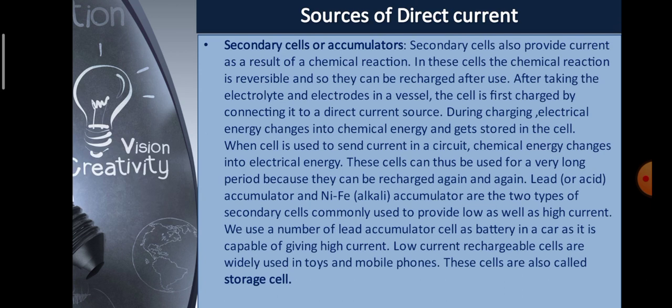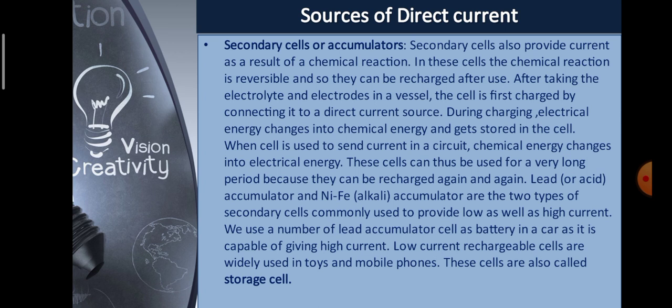Secondary cells or accumulators. Secondary cells also provide current as a result of a chemical reaction. In these cells, the chemical reaction is reversible and so they can be recharged after use. After taking the electrolyte and electrodes in a vessel, the cell is first charged by connecting it to a direct current source. During charging, electrical energy changes into chemical energy and gets stored in the cell. When a cell is used to send current in a circuit, chemical energy changes into electrical energy. These cells can thus be used for a very long period because they can be recharged again and again.